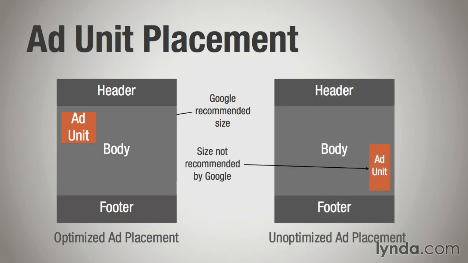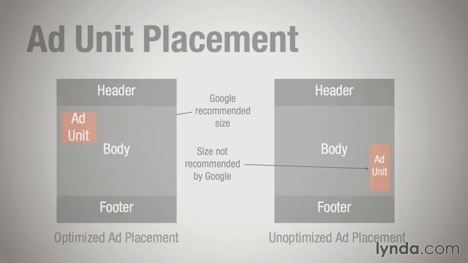As you can see, the web page example on the left is optimized for AdSense performance. The website on the right is unoptimized because the ad size is not one of Google's recommended sizes and it's placed at the bottom right of the page, where users are much less likely to see or click on the ad.